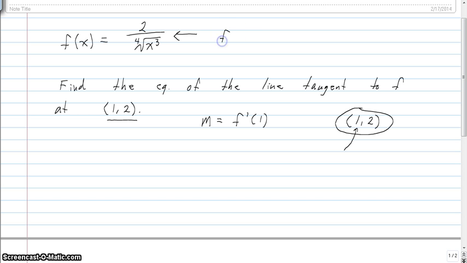Up here I'm going to rewrite my function a little bit before I find the derivative, using exponents. This would be 2 over, since it's a fourth root, x raised to the 3/4, or equivalently I can write that as 2x to the minus 3/4. So when I go to find my derivative, I'm just using the power rule. It would be 2 times minus 3/4 x raised to, subtract 1 from the exponent, which would be minus 7/4.